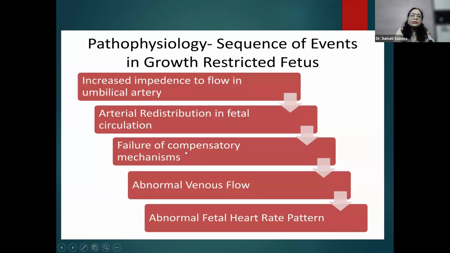So in ultrasound, you can say there is increased impedance to flow in the umbilical artery in the form of increased PI, and there is arterial redistribution in fetal circulation, meaning there is a brain sparing effect, more blood is transferred to the brain. When this FGR continues, then there is a failure of compensatory mechanism. Then there is abnormal venous flow, which is interpreted in the form of ductus venosus flow, which gets abnormal, and it is a severe FGR. And there is abnormal fetal heart rate pattern in the last.